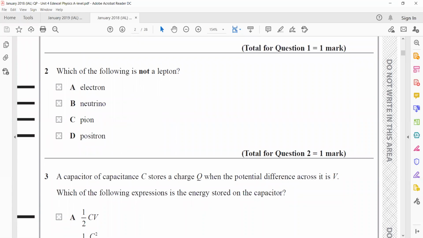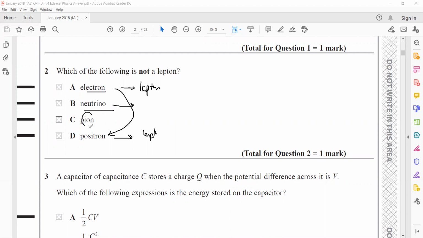Which of the following is not a lepton? Question number 2. Leptons are the fundamental particles experiencing the weak nuclear force. Positron is the antiparticle of the electron. So if an electron is a lepton, a positron is also a lepton. Both are leptons, but one is a particle and the other is an antiparticle. Neutrinos, electron neutrinos, tau neutrinos, these are also leptons.